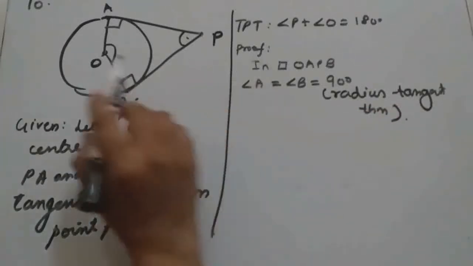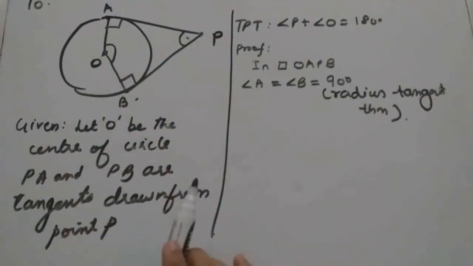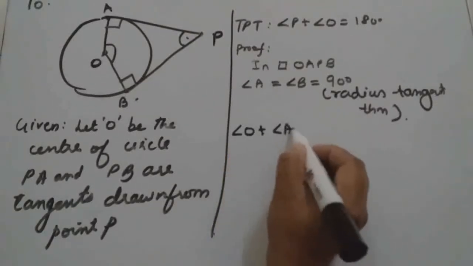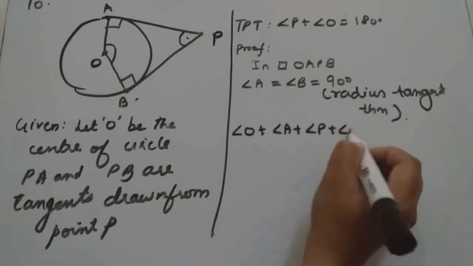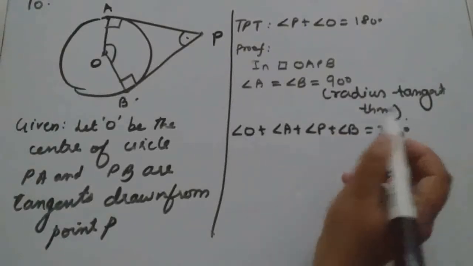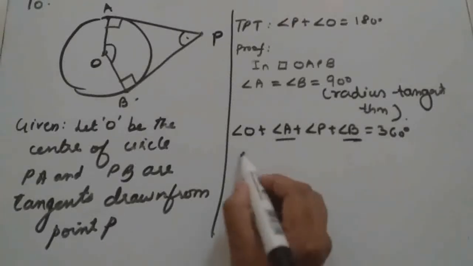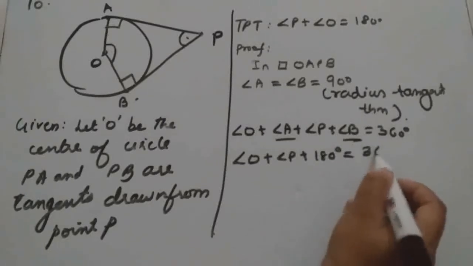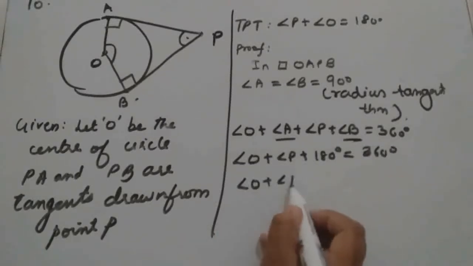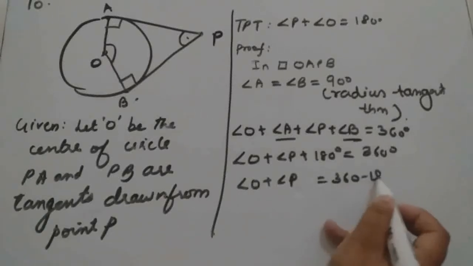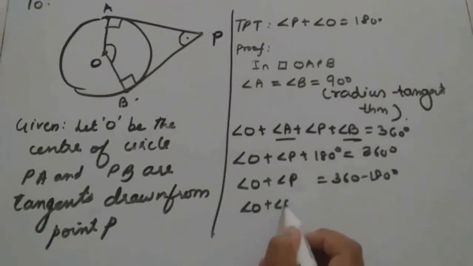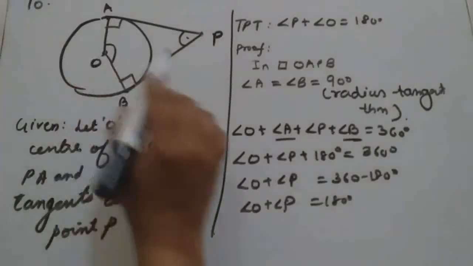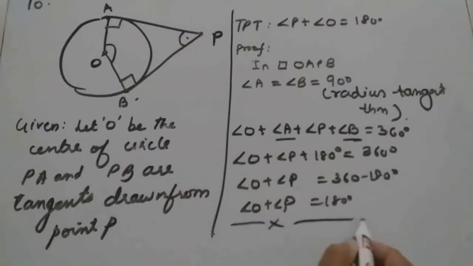So in this quadrilateral we can apply the angle sum property. So angle O plus angle A plus angle B plus angle P is equal to 360, but angle A and B are 90, 90. So 90 plus 90 means 180. So angle O plus angle P is 360 minus 180. That is 180. That is, these two angles are supplementary.